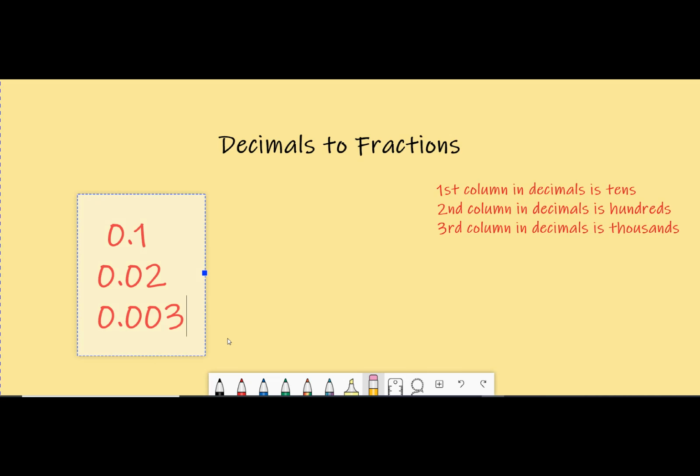I'm from Puzzles A to Z, and today we're going to talk about decimals to fractions. People have problems with these, but they're not difficult.